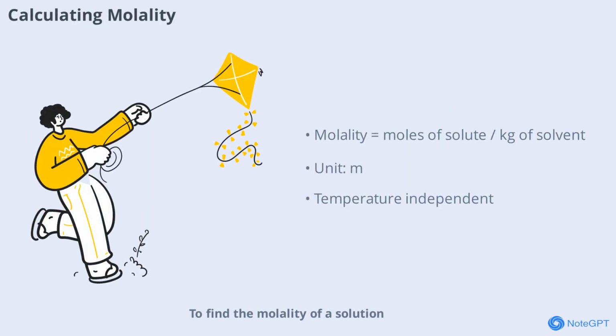involved. To find the molality of a solution, divide the number of moles of solute by the mass of the solvent in kilograms. For example, if you dissolve 0.5 moles of glucose in 1 kilogram of water, the molality is 0.5 m. This method is particularly useful in studying properties like boiling point elevation and freezing point depression, which depend on the number of particles in the solvent.